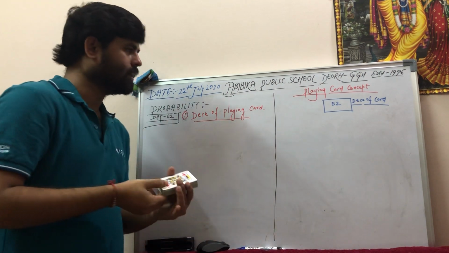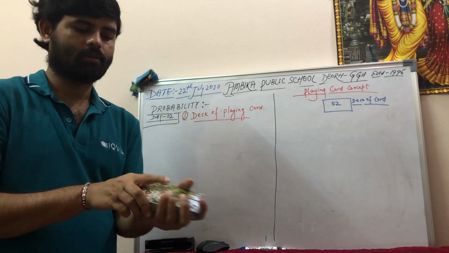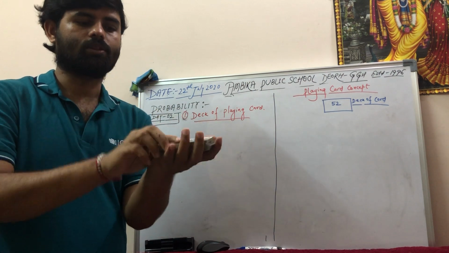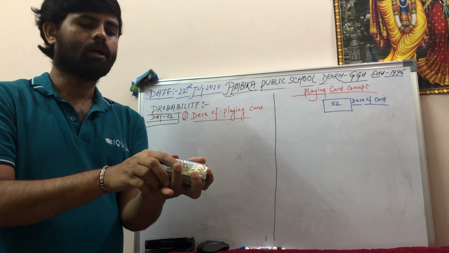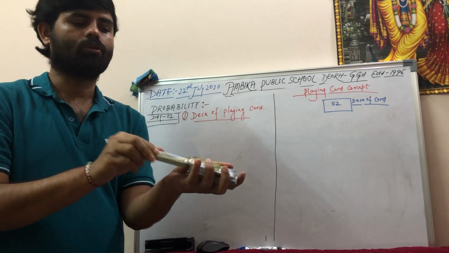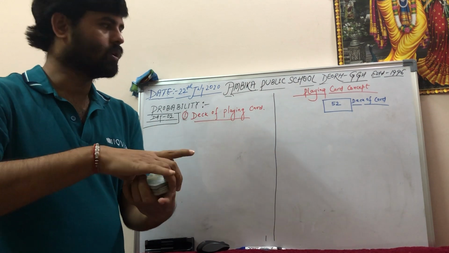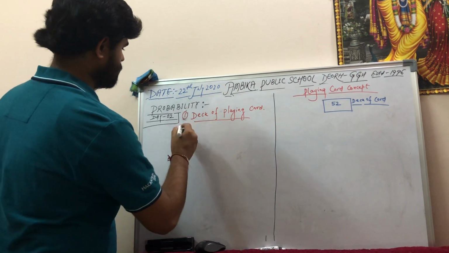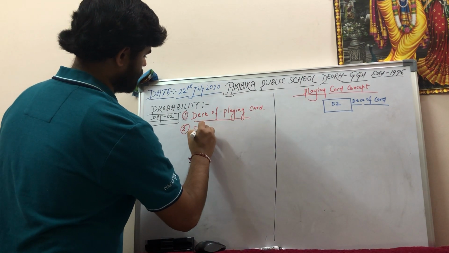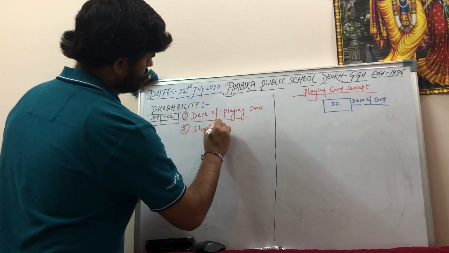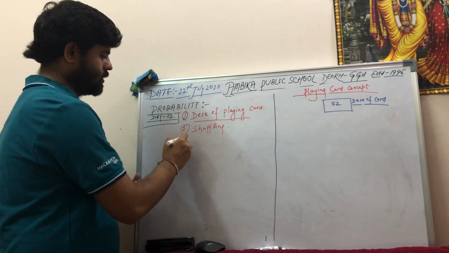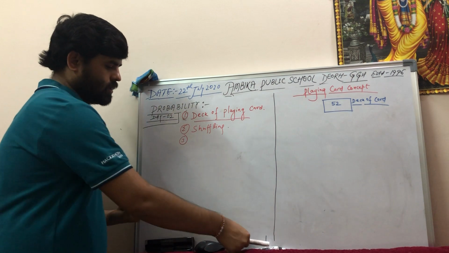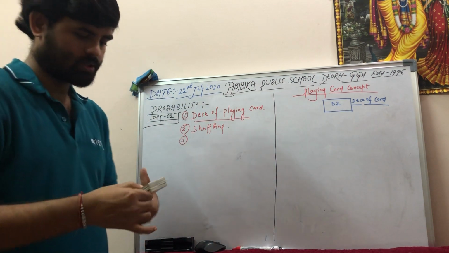The next point you will listen to is called shuffling. Shuffling means in Hindi mila dete hain. This is shuffling. I am shuffling this one. Shuffling means you are not able to understand which card is going at which place. So shuffling will be the second word. S-H-U-F-F-L-I-N-G, shuffling.